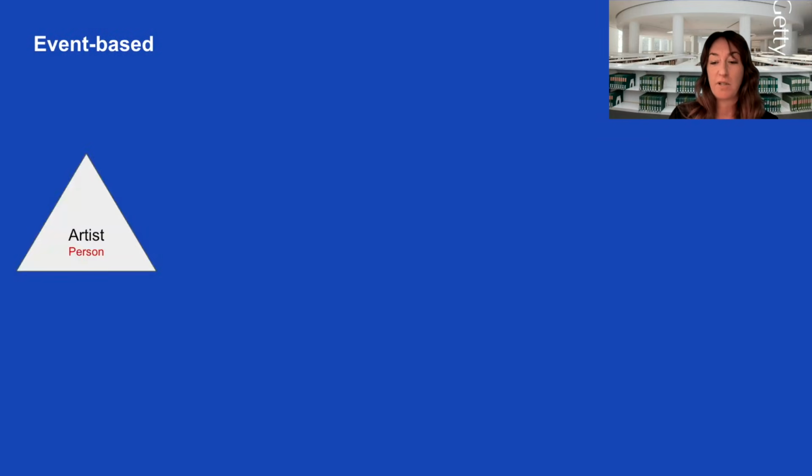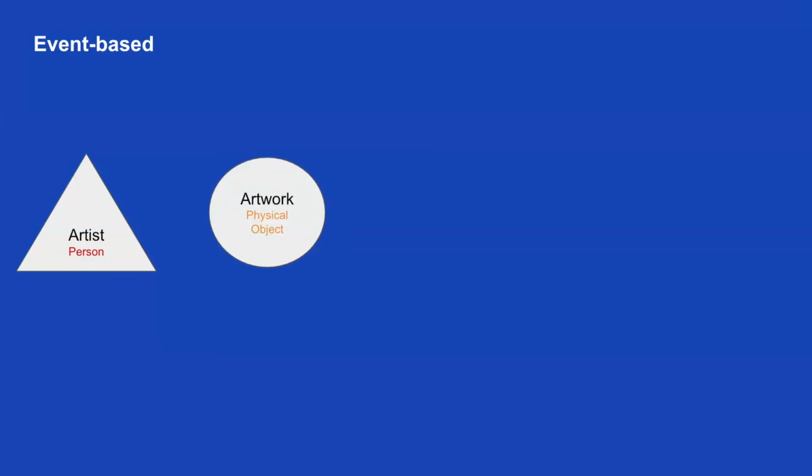The main change in the new data structure is that it is organized around an event-based framework. That is, it's organized around things that happen at a specific time and place involving people, objects, or ideas. So let's look first at this conceptually. Here we have an artist, and here we have a work of art. The relationship between the two is that of creation. The artist created the artwork.